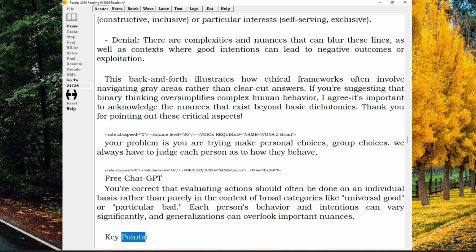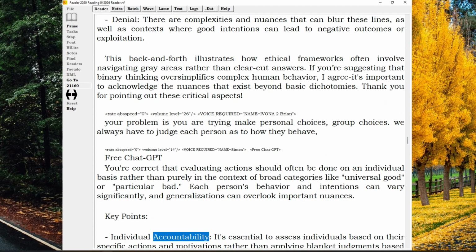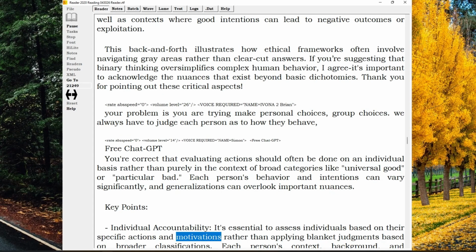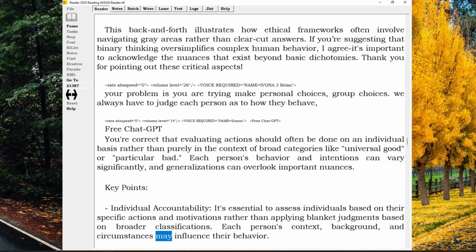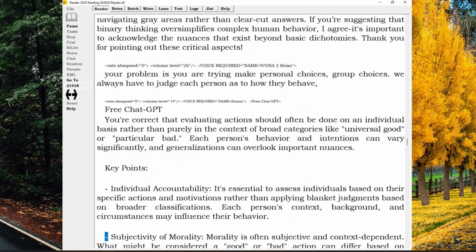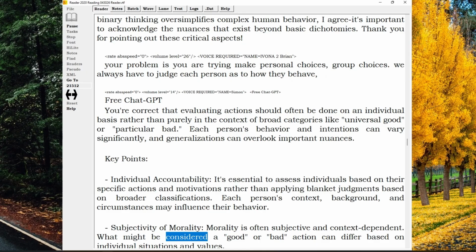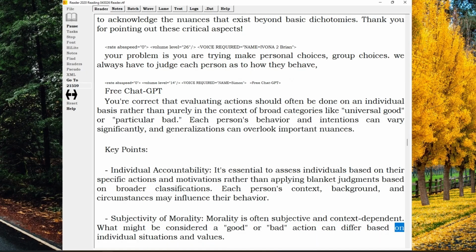Key points. Individual accountability. It's essential to assess individuals based on their specific actions and motivations rather than applying blanket judgments based on broader classifications. Each person's context, background, and circumstances may influence their behavior. Subjectivity of morality. Morality is often subjective and context-dependent. What might be considered a good or bad action can differ based on individual situations and values.